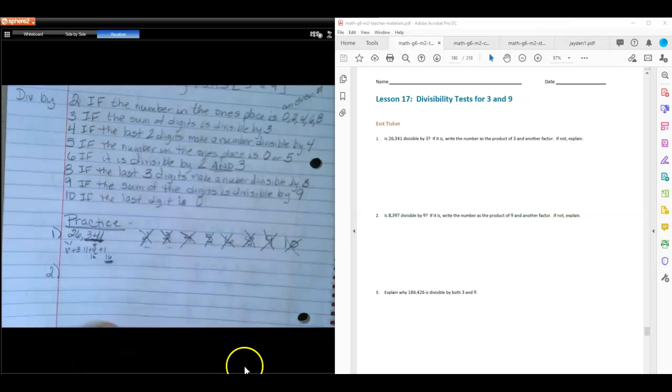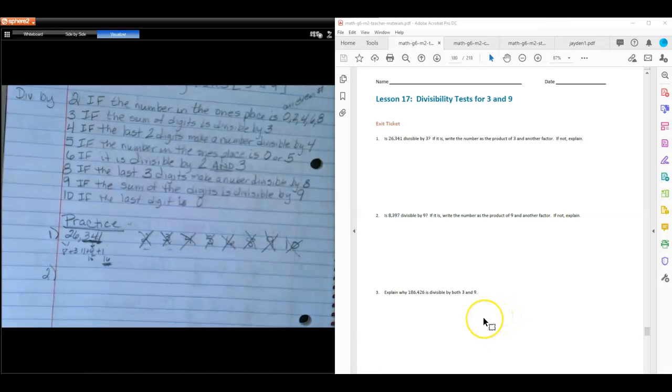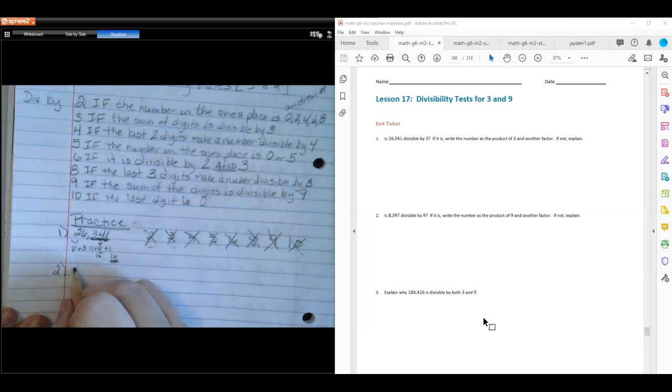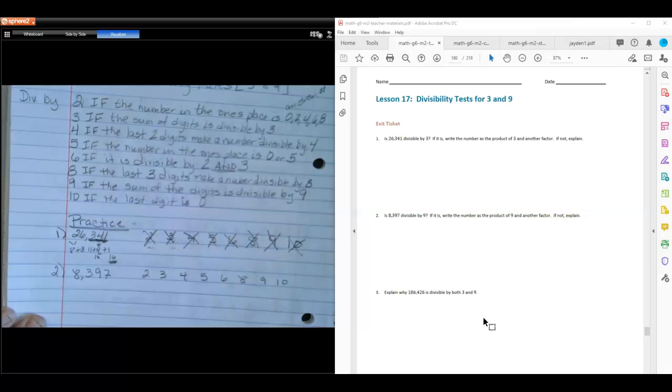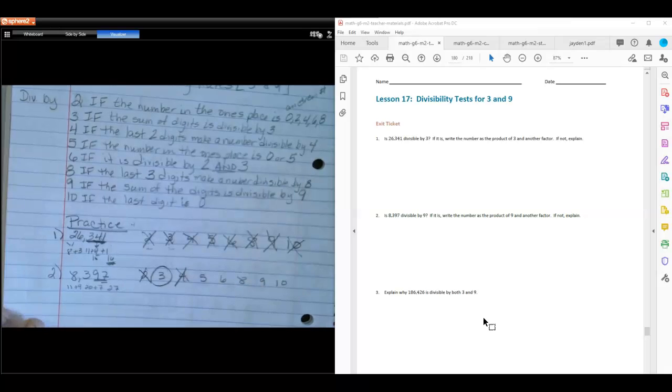Okay? So let's look at this. We've got 8,397. And I've got 2, 3, 4, 5, 6, 8, 9, and 10. 8,397. Well, looking at that digit, we can't have a 2. 8 plus 3 is 11, plus 9 is 20, plus 7 is 27. Can I divide 27 by 3? Yes, I can. 4. Can I divide 97 by 4? Not evenly. There'd be a remainder or a decimal.